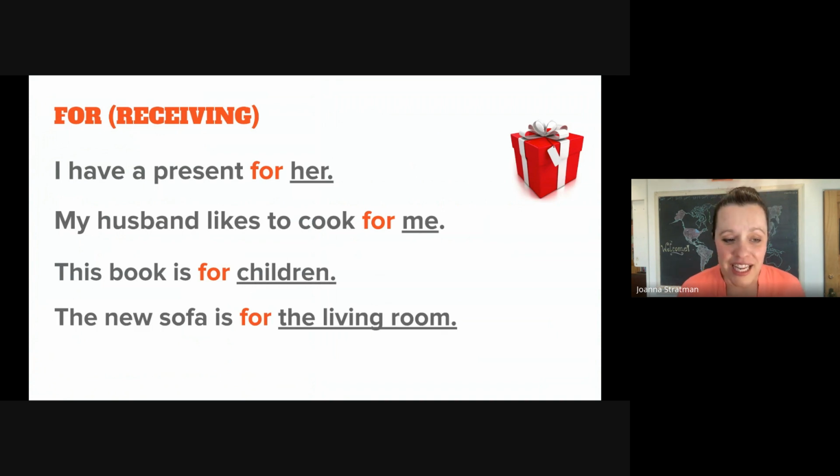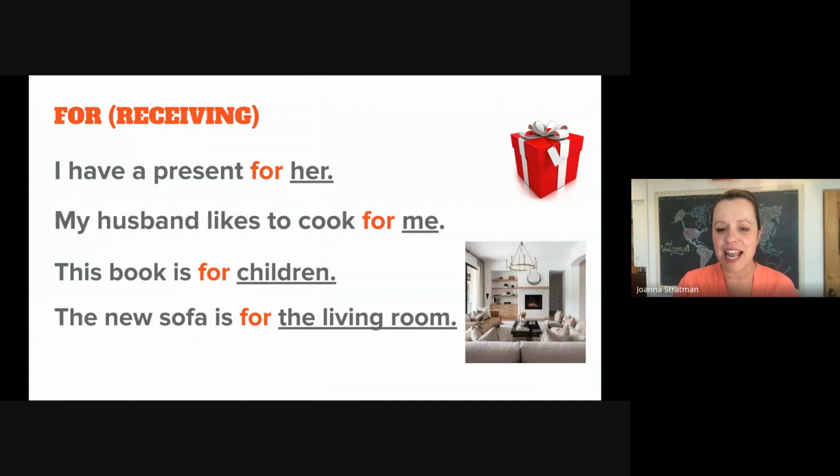And then finally, the new sofa is for the living room. The new sofa is for the living room. In this case, here is a sofa, and this room is the living room. So the intended target of the sofa, the intended location of the sofa is the living room. The new sofa is for the living room.